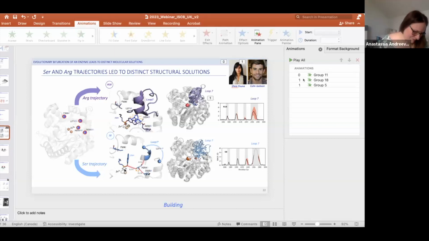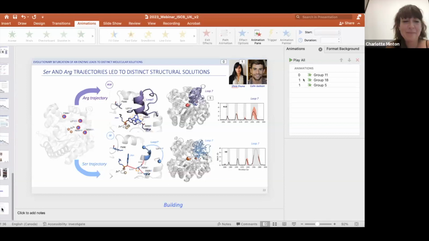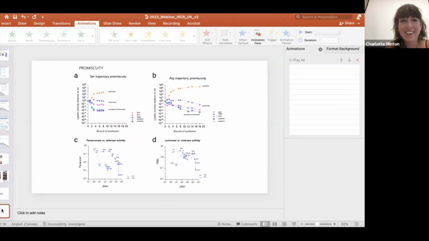I had also one last question. So how are these trajectories partitioned in natural evolution? And also, I mean, you change the specificity, but are you also changing the underlying promiscuous mutation and promiscuous activities between the two trajectories? Yep. I actually have a slide for this.